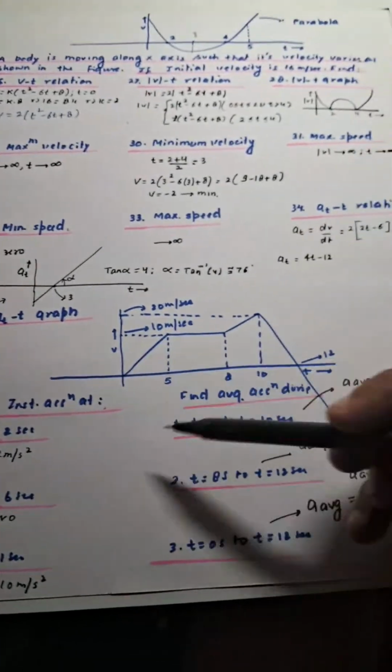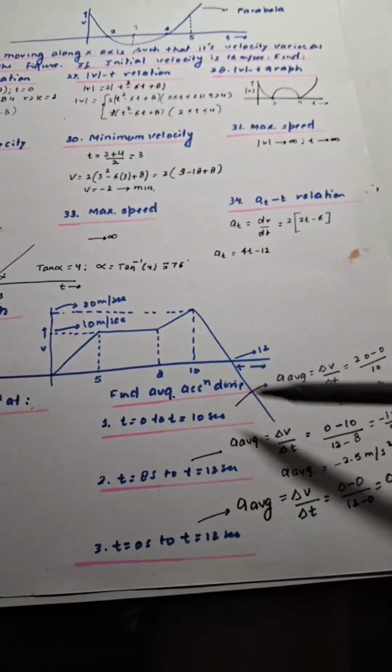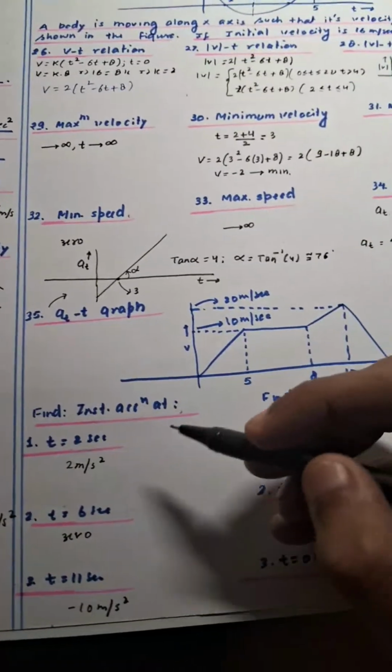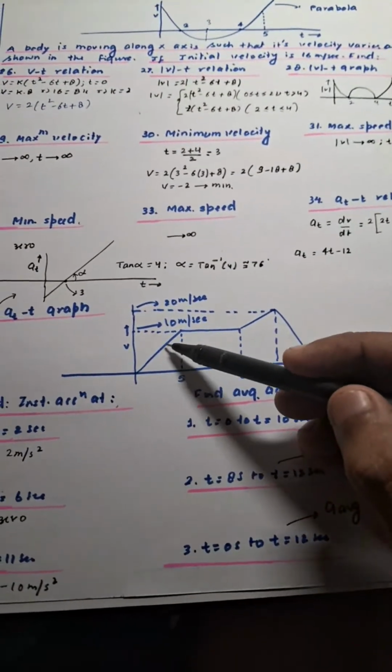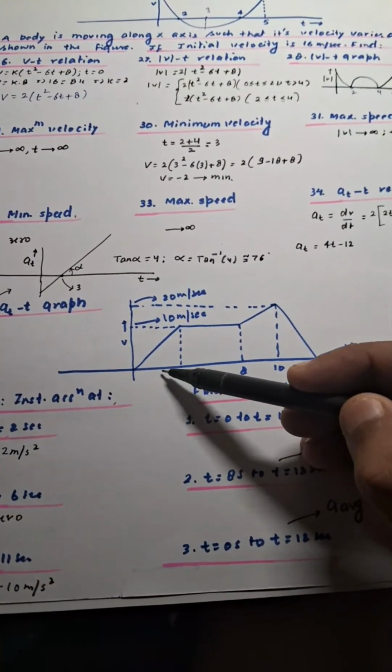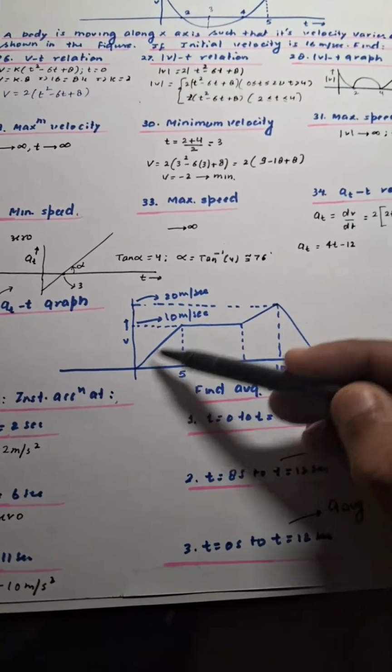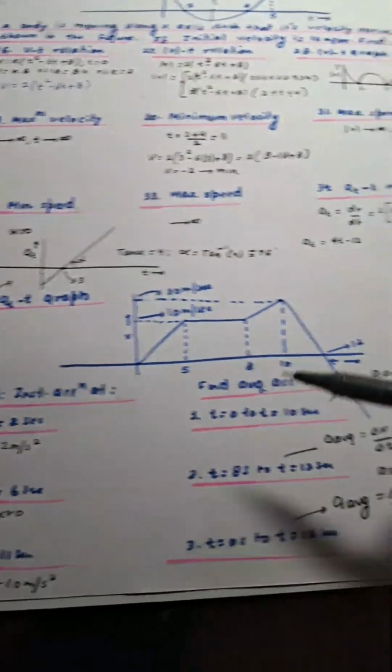Then is another question based on graph. The velocity of a particle is shown in the figure, and you need to find the instantaneous acceleration at t is equal to 2. So t is equal to 2 will be in this domain, and so the acceleration will be the slope of this graph, and slope will be 10 by 5, which will be 2.